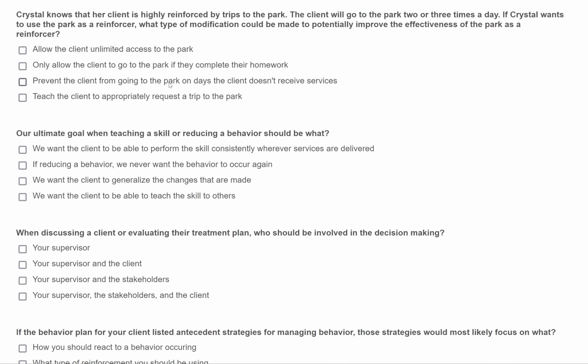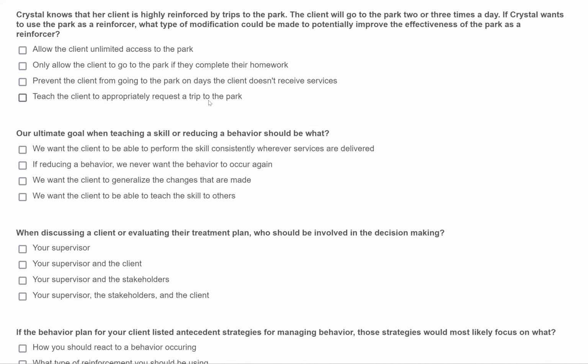C, prevent the client from going to park on days the client doesn't receive services. Yes, just like allowing unlimited access would lead to satiation, preventing the client would lead to deprivation, which would therefore increase the value of the park. A little motivating operation talk there, right? So if Crystal wants to use the park as a reinforcer, well, withhold it until Crystal gets there, offer it, and now the park is highly reinforcing.